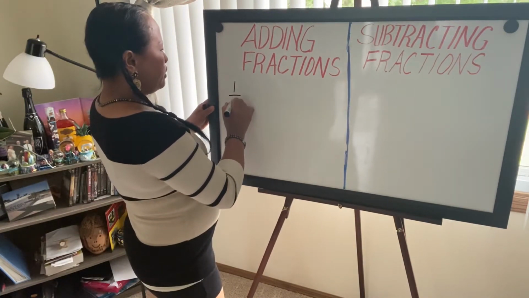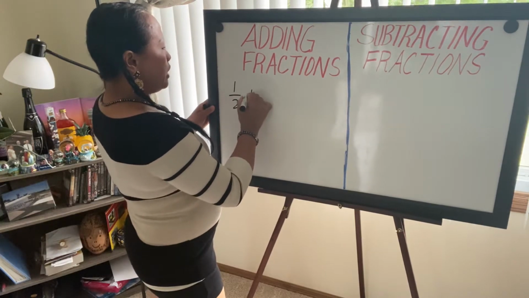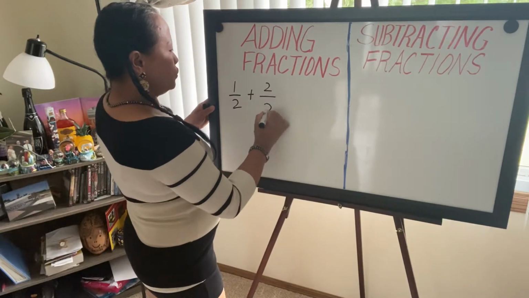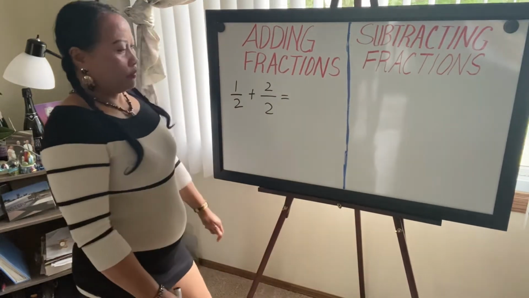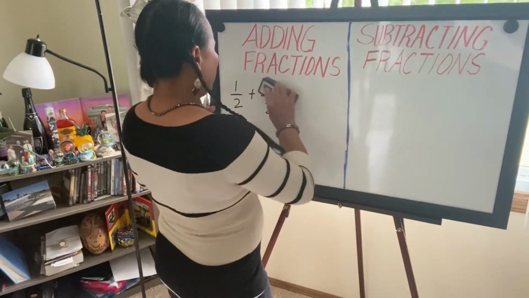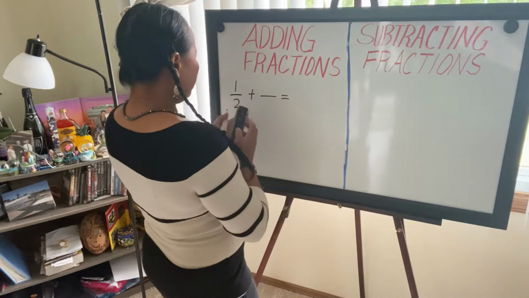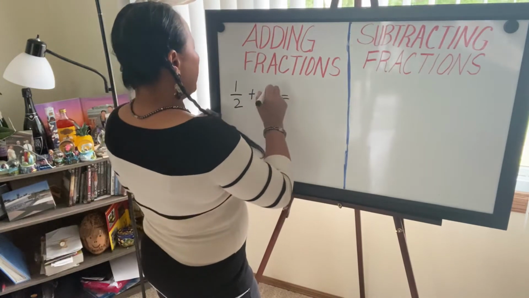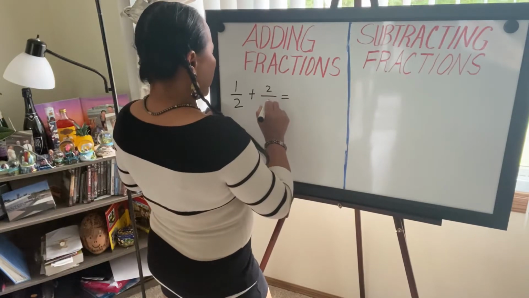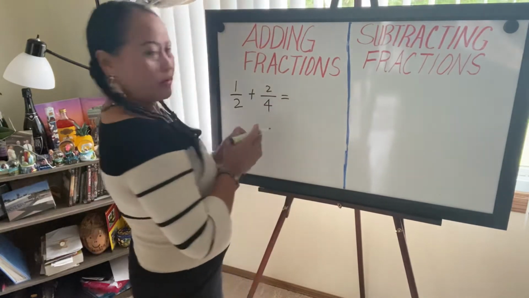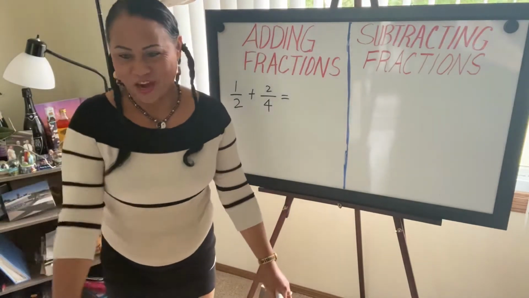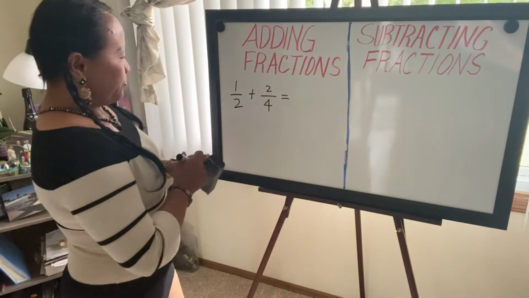1 over 2 plus 2 over 2. Okay. Now let's change this one. Let's say 2 over 4. Okay? Are you still paying attention? Okay, good.